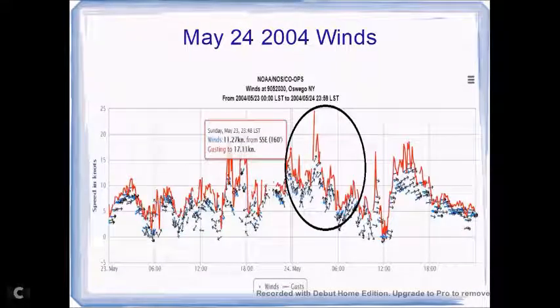So let's have a look at the circumstances that created the big 28 and 23-inch tides that Smith wrote about on the May long weekend in 2004. In the early morning hours, there were some gusty southern winds, and then they shifted to go light out of the north. Hardly exceptional.